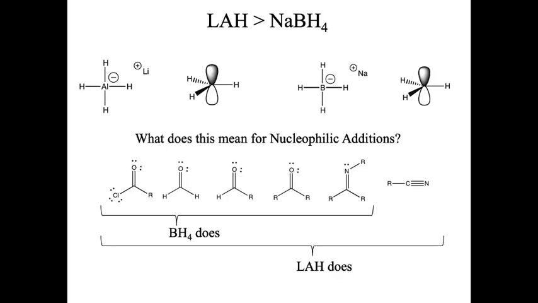Lithium aluminum hydride will go out and do the nitrile. That nitrile is significantly more stable, and so the sodium borohydride can't react with it. Why would it be more stable? Let's just throw that out there. I'm kind of making stuff up, by the way, for those of you wondering.